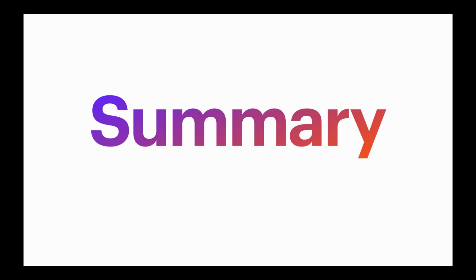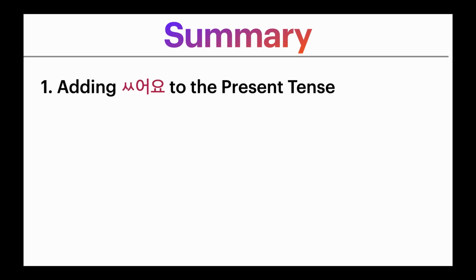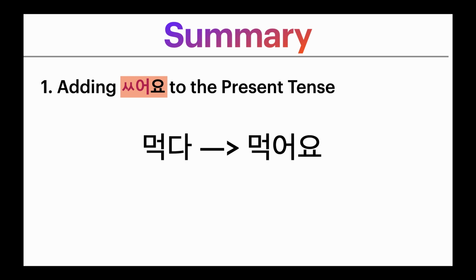And now let's go ahead and summarize. When you want to make something past tense, there are two ways that you can think of doing it. Adding 써요 to the present tense, in which the 상시옷 plus 어 makes it past tense and then the 요 just makes it polite. So for example, 먹다, in present tense we say 먹어요. And to make it past tense, we go ahead and split these apart here and we add 써 in there. 먹었어요.